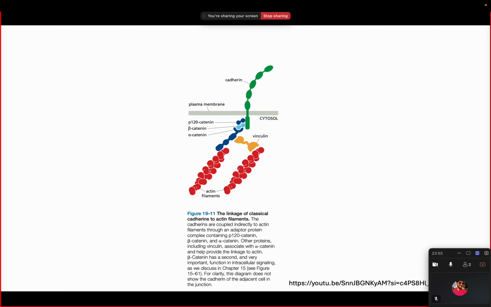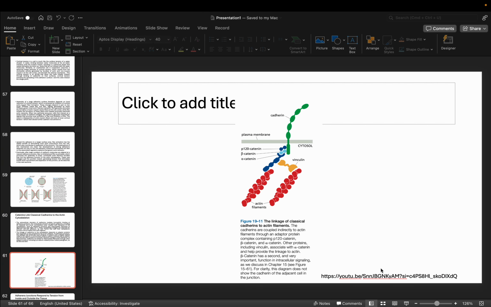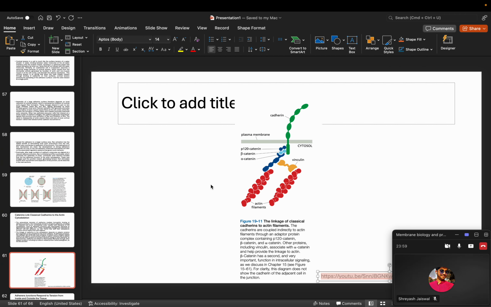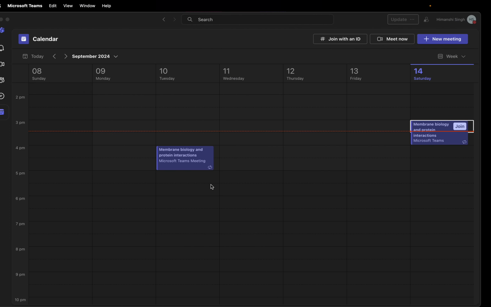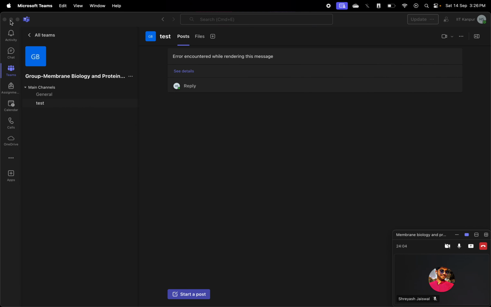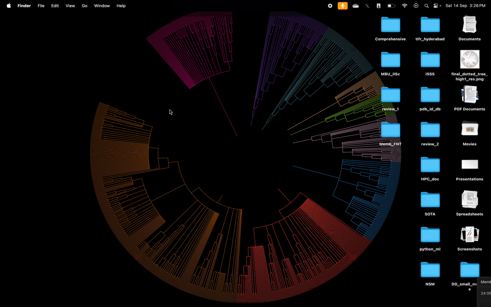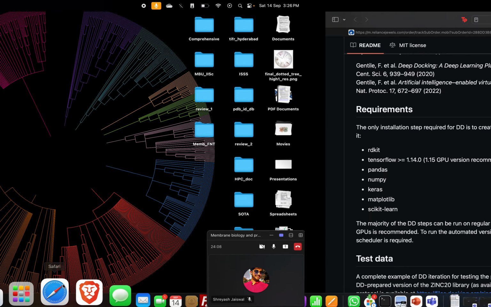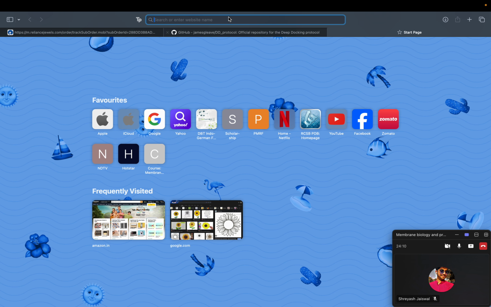Okay, now we'll see a little bit of information about these cell adhesion molecules and how cells recognize each other and how they behave when there is an adjacent cell. So just give me 1 minute, I'm going to reshare it.